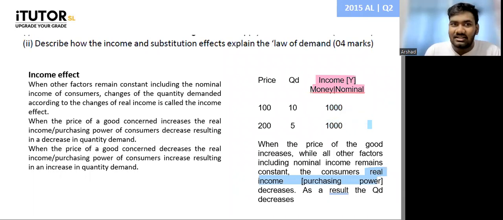As a result, you're now buying less, so buying more. Then what happens the opposite here, guys? Let's say the price of the product goes down. When the price of the product goes down to 50, what happens? The consumer's purchasing power or real income increases now. He can buy more. As a result, his QD increases.